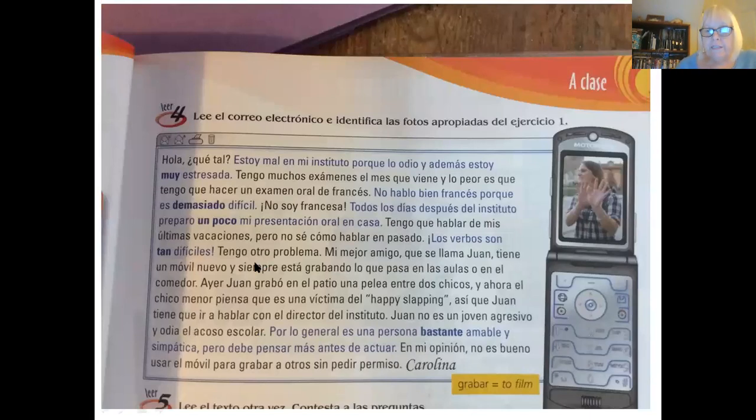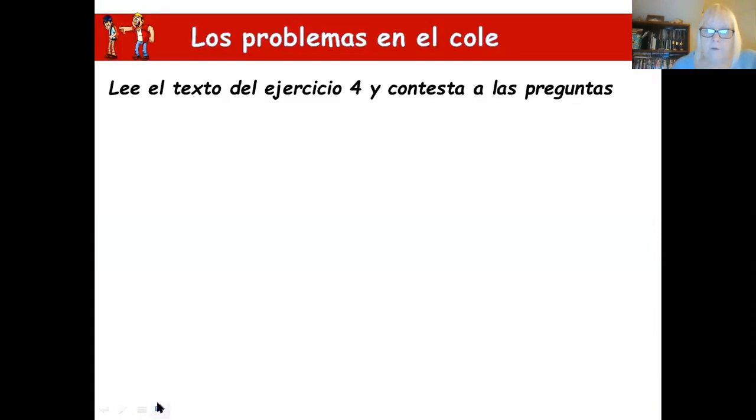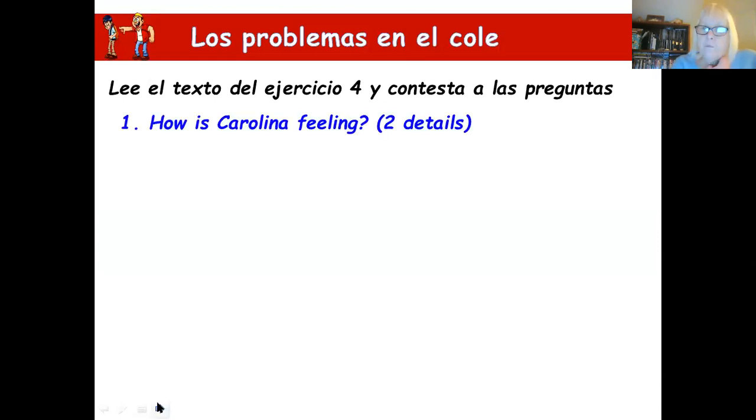Now, you're going to need this text for the next couple of exercises. Okay, at the top it says, lee el correo electrónico, read the email, identifica las fotos apropiadas del ejercicio 1. So it's asking you to do something there, but in fact we're going to do something slightly different, which is you'll have to go backwards and forwards a little bit in the video here, because what I'd like you to do is read the text and then answer these questions. So what you probably want to do is write down the questions, or maybe take a photo of this screen and then go back and refer to the text to do the finding out of what the answers are.